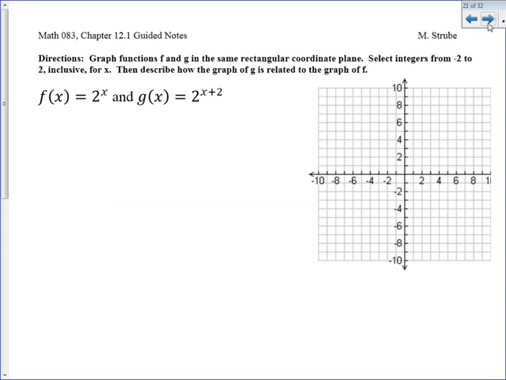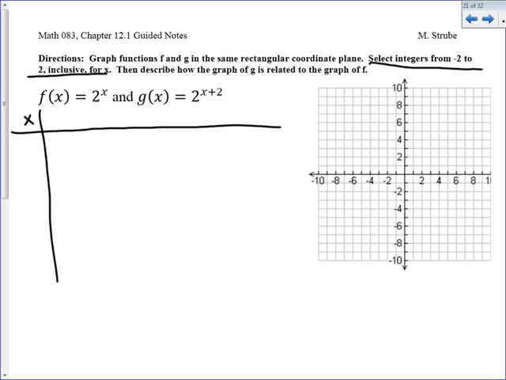So what we need to do here is we need a table for f of x, or just a list if you're not into tables, and one for g of x. So the directions say to choose integers -2 to 2 inclusive for x. That's a fancy way of saying x values are -2, -1, 0, 1, 2. So don't let that part throw you off. That's all those directions say. And then I'm going to start with f of x equals 2 to the x.